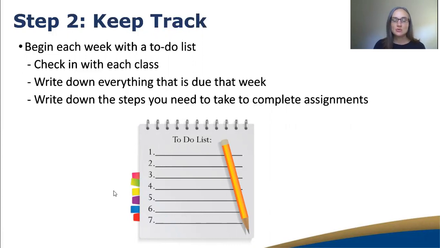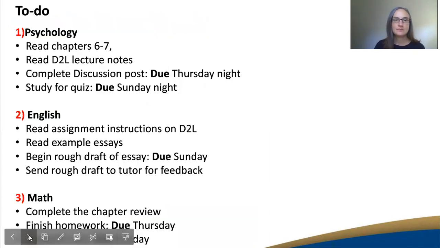So at the beginning of each week, make a to-do list. Here's an example of one, and as you can see, I have each class separate. For example, for psychology, I have the chapters that I need to read in the textbook that week. I have the D2L lecture notes on my list of to-do. I have the discussion post that I need to complete, as well as the date that it's due. And I have study for quiz, and again, the date that it's due. This way, I have everything right in front of me, and I don't have to go back and search for it. It's easy to find.